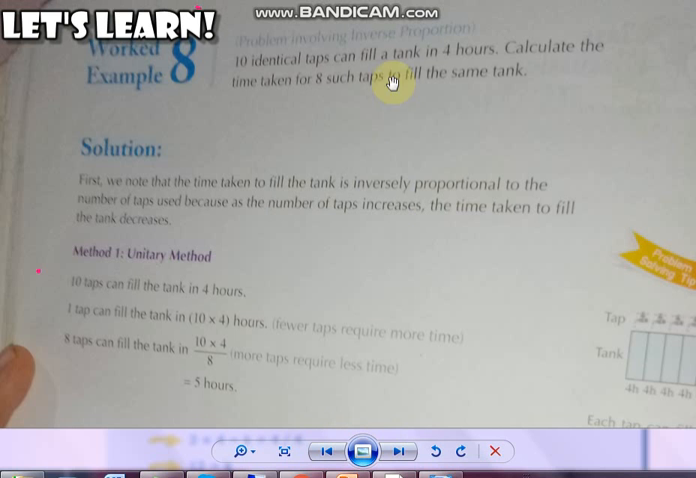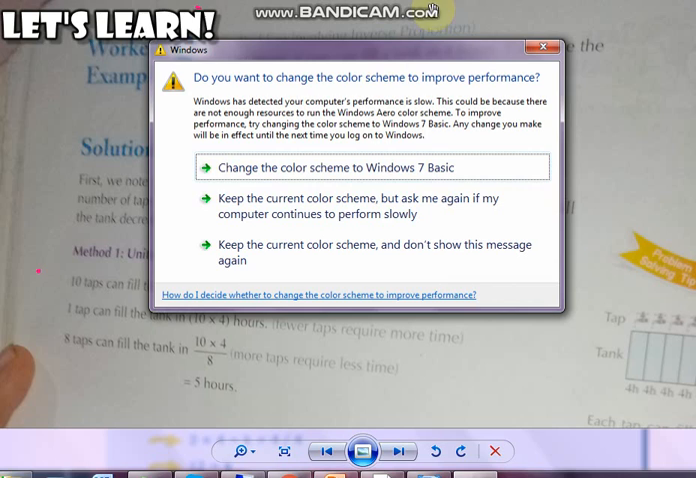Let's come to our book question. The book question is that 10 identical taps can fill a tank in 4 hours. If we have to fill the tank, if I use 10 different taps to fill the tank, it can fill the tank in 4 hours. We need to calculate the time period for 8 such taps. Now, it's a point to think.